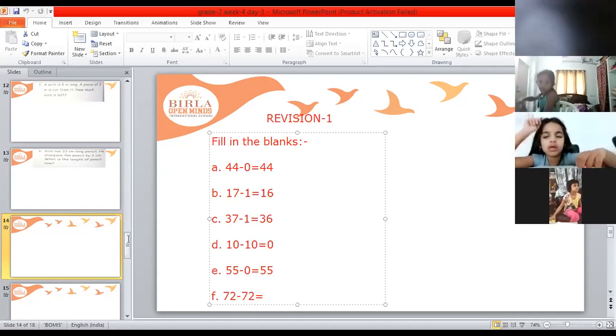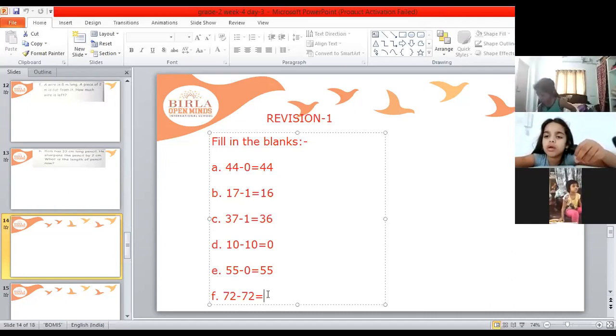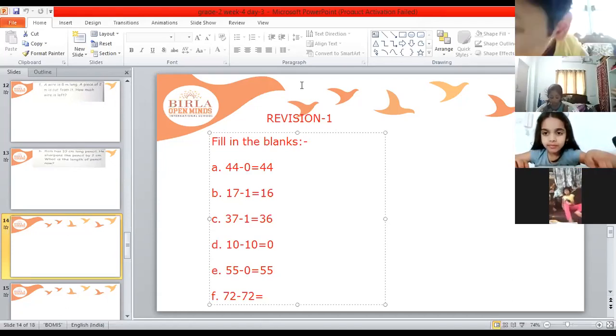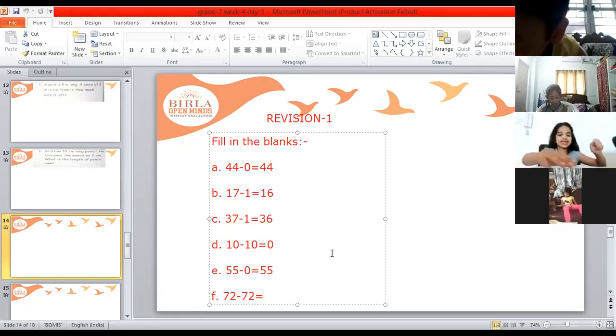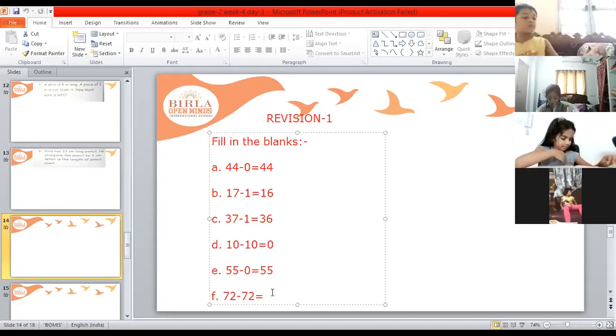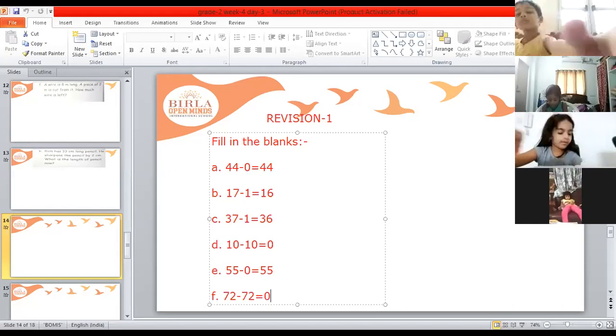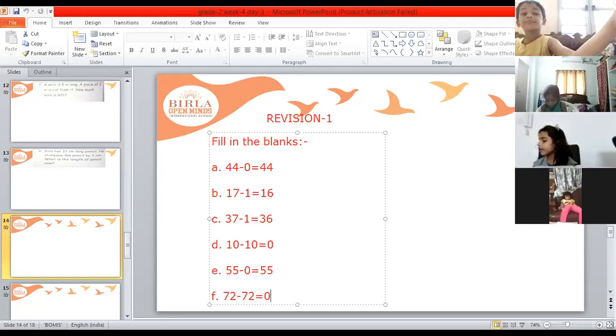Okay. Next is 72 minus 72. Yes, Tarini, 72 minus 72, how much? 0. Very good. So children, whenever you subtract a number from itself, you'll get answer 0. So here we are subtracting 72 from 72. That's why answer is 0. So 72 minus 72 is 0.